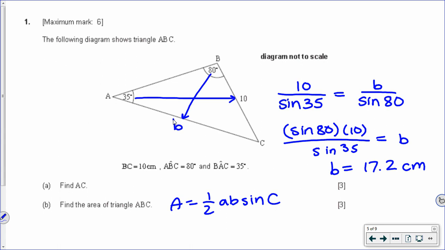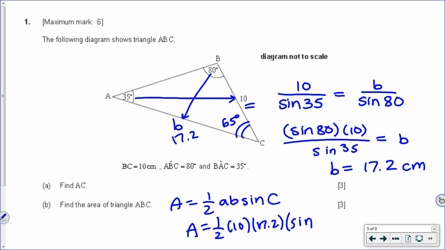We have two sides now. We have the 10 that was given, and we have the 17.2 that we just found. But if we're going to use those two sides, then we must be using this angle here, which is 65 degrees. So you're going to have to use area equals 1/2 times 10 times 17.2 times the sine of 65.